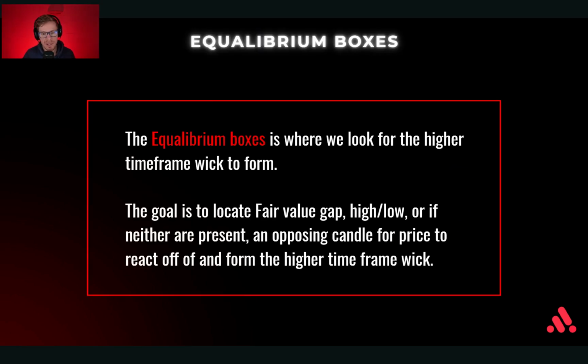The equilibrium boxes is where we look for the higher time frame wick to form. The goal is to locate fair value gaps, high or low, or if neither are present, an opposing candle for price to react off of and form the higher time frame wick. So this is where we want to look for entries and confluences within these equilibrium boxes.